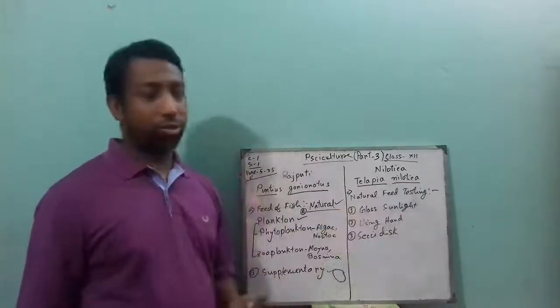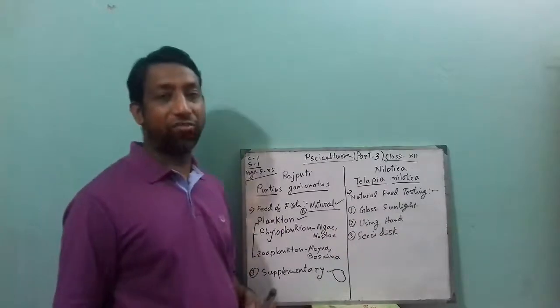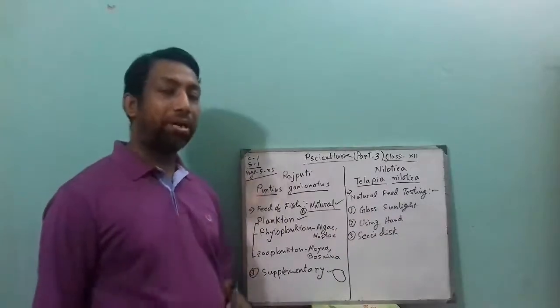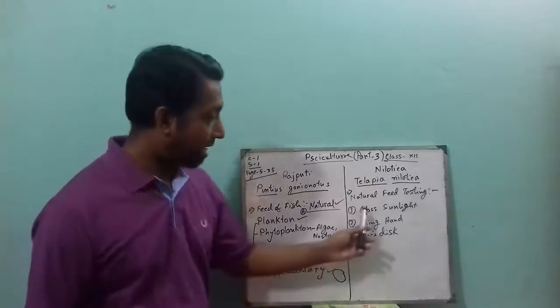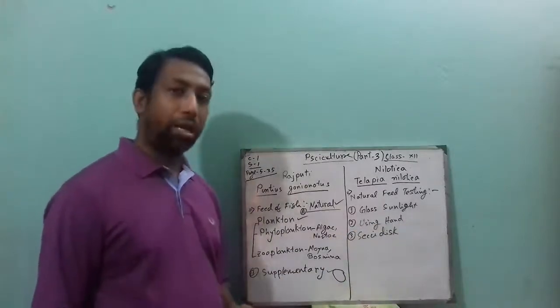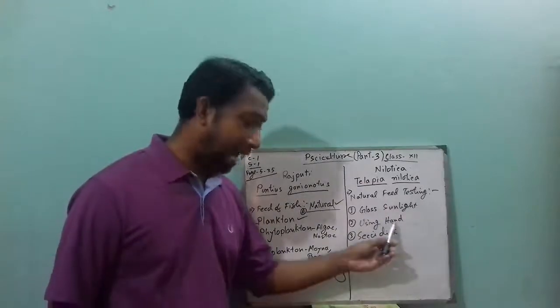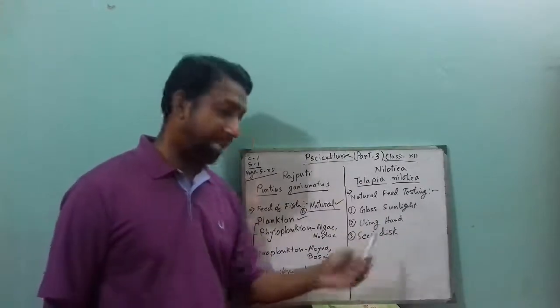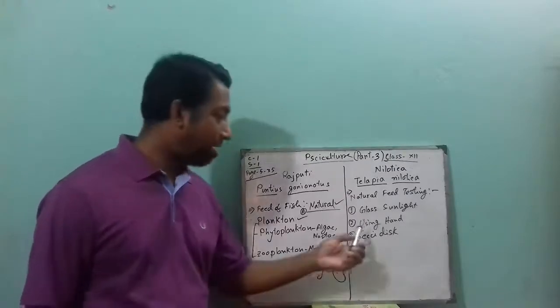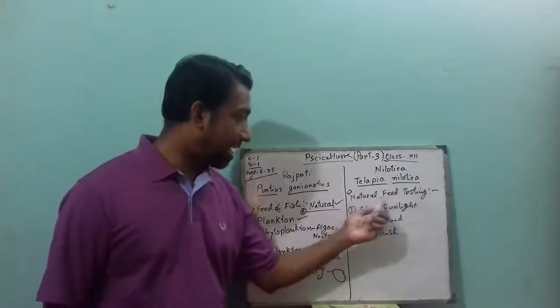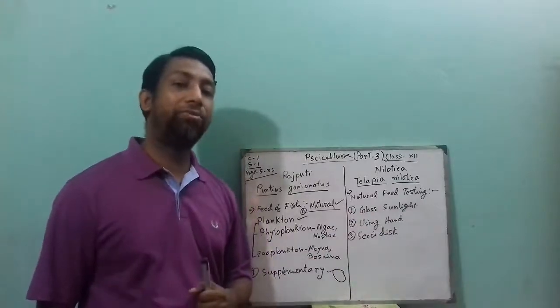Natural feed testing method. I told you that you have to examine the natural feed. In our country, farmers can examine the natural feed in 3 ways: the glass sunlight method, using the hand, and the secchi disc. But most of the time our farmers use the hand for testing the natural feed in the pond.